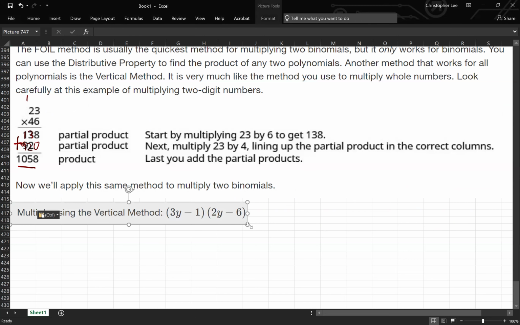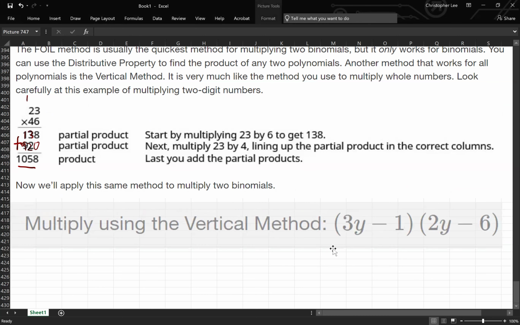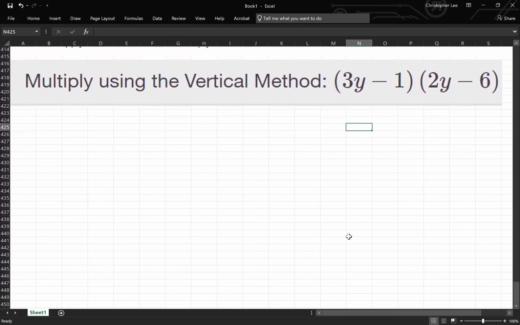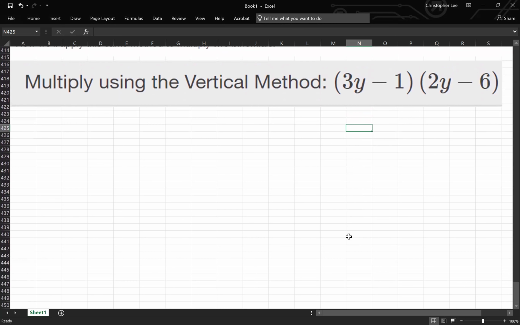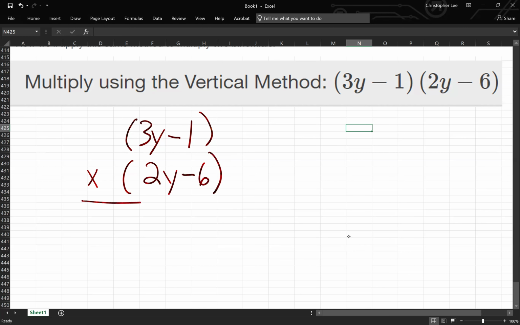So here go the question right here. So I got 3y minus 1 times 2y minus 6. I'm about to do the vertical method on this, right? So what does that look like? It's going to be like this. I have 3y minus 1 times the 2y minus 6. The parentheses just make me feel good. That's why I'm doing that.